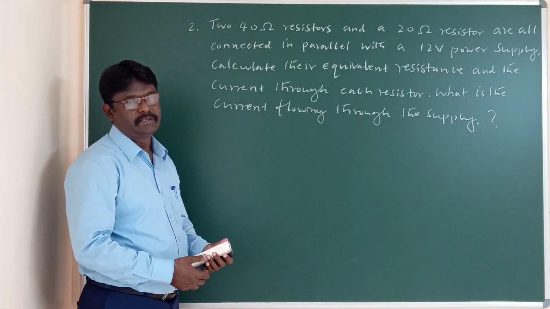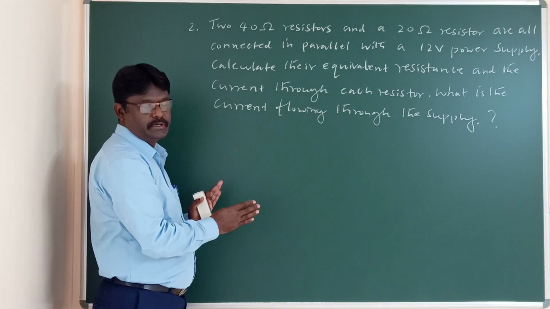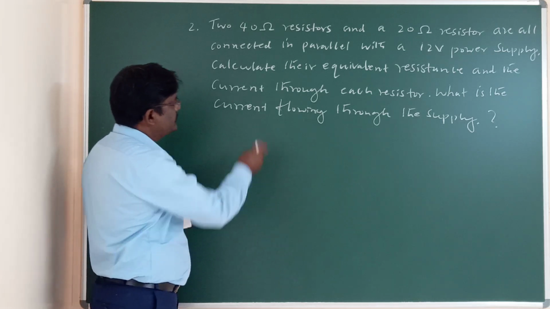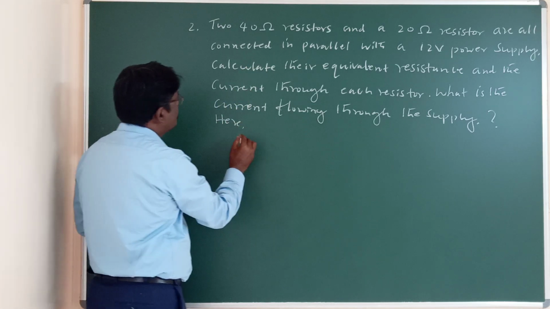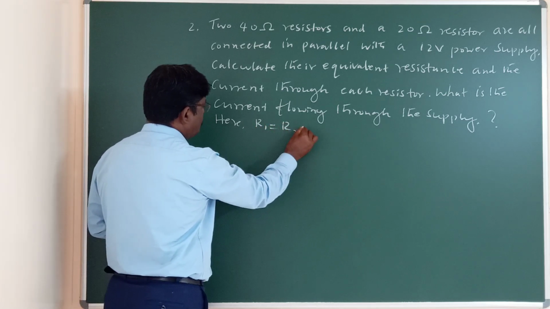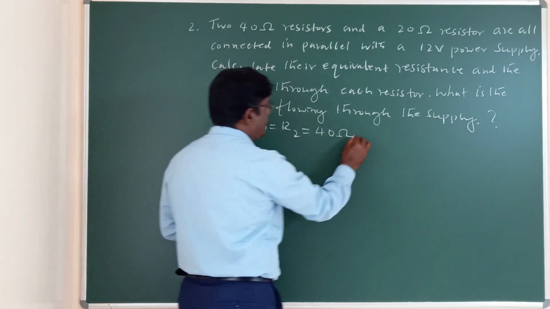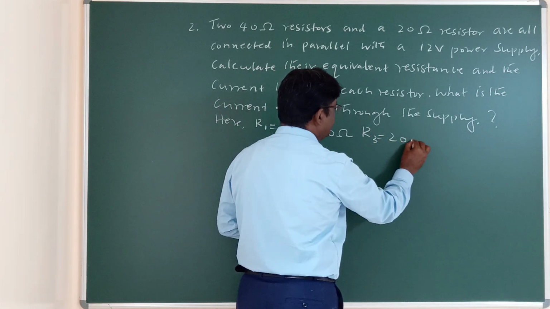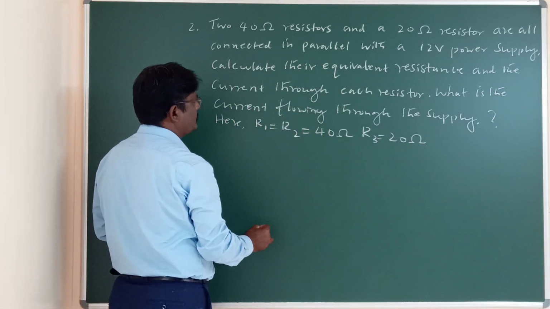That means total current. Sometimes a circuit diagram is not compulsory, even without the one we drew previously. Now let us try without that, because here the data is very clear, children. So here, two 40 ohm resistors means R1 and R2 are both equal to 40 ohm, and R3 is equal to 20 ohm. They are connected in parallel with a power supply of 12 V.